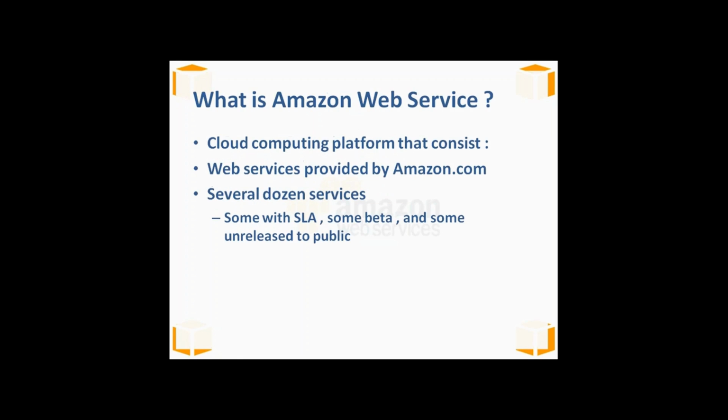As we know, Amazon Web Services is a cloud computing platform which consists of web services provided by Amazon.com. There are several dozen services available in Amazon Web Services. Some are related to SLA, which is nothing but service level agreement. Some are beta versions and some are released to the public. So it is up to your organization which kind of services you make use of. Let's look at a small architecture overview of Amazon.